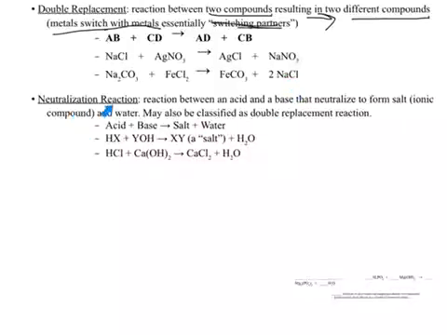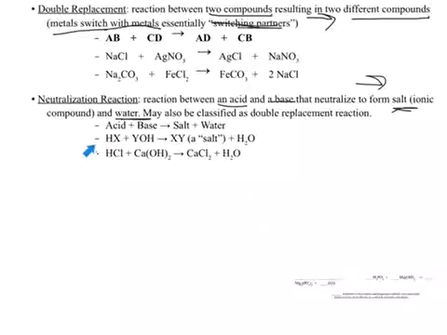Neutralization is a reaction between an acid and a base, and when they neutralize, they form a salt and water. Remember, a salt is any type of ionic compound, and remember, an ionic compound is a metal plus a nonmetal. So neutralization is a special type of double replacement. You must have an acid and base, and it has to form salt and water.